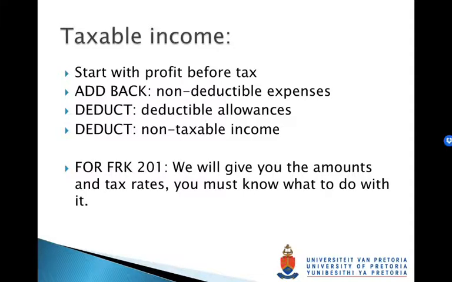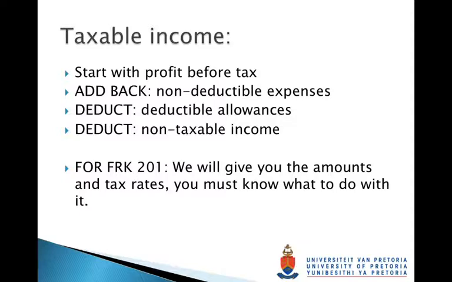And then what is taxable income? Taxable income is, you start with your profit before tax in accounting, then you add back non-deductible expenses. It is, for example, fines that you have paid to SARS or speeding fines, and then you deduct deductible allowances. That is, for example, Section 12C, the wear and tear allowances that SARS gives you. And then you deduct non-taxable income. Non-taxable income is, for example, dividends.